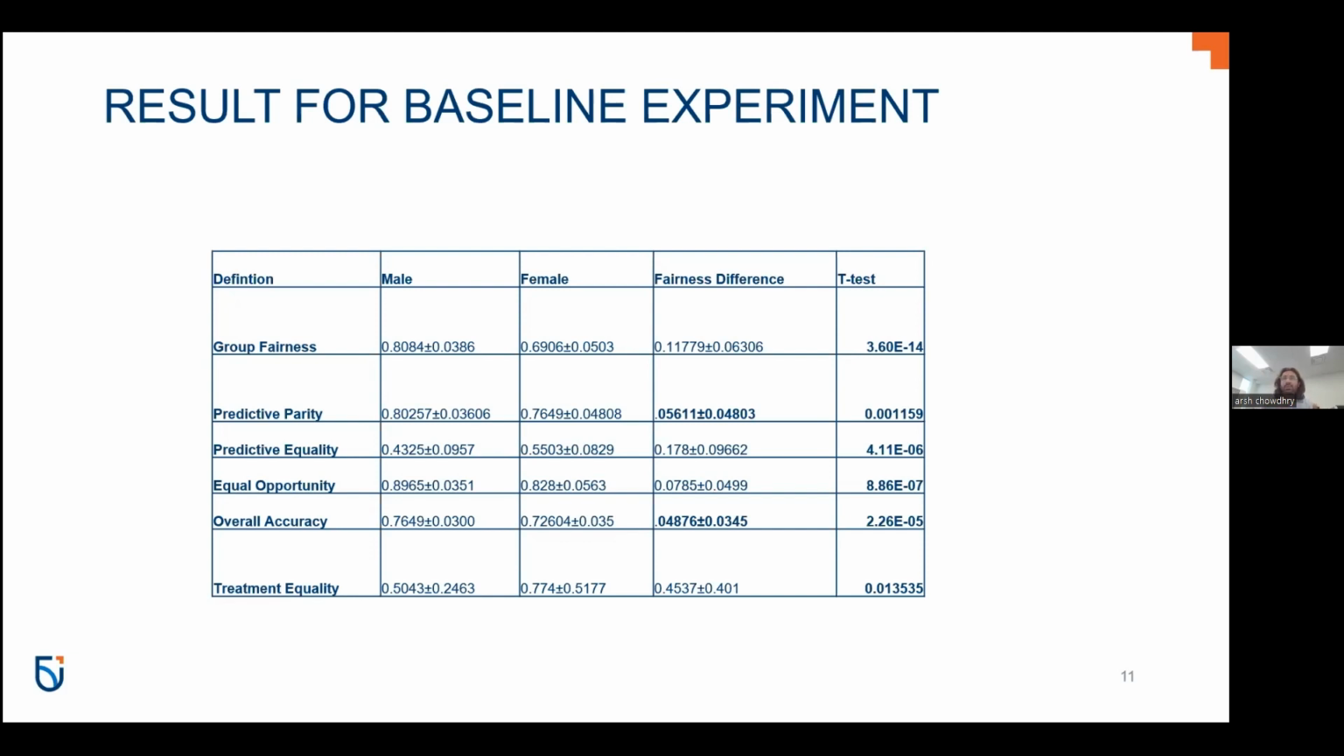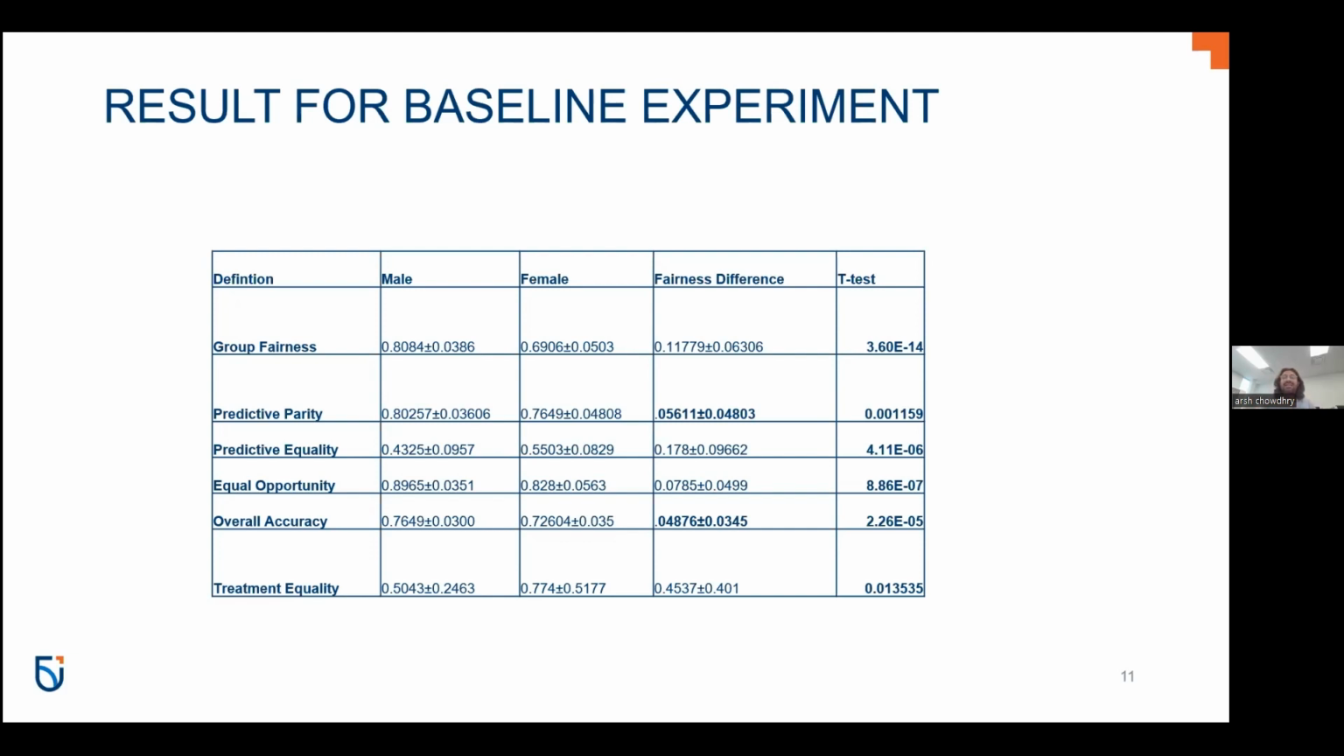So if you look at the arbitrary threshold way, which was done prior to our research, for predictive parity and overall accuracy, the difference is less than 6%. So it says that these definitions are fair, but all the other 4 definitions are unfair. But by conducting the t-test, we found out that all the definitions are giving unfair predictions. So from here, what we understand is that as accuracy is increasing, there is a fairness or bias issue in the model. So these 2 objectives are contradictory.